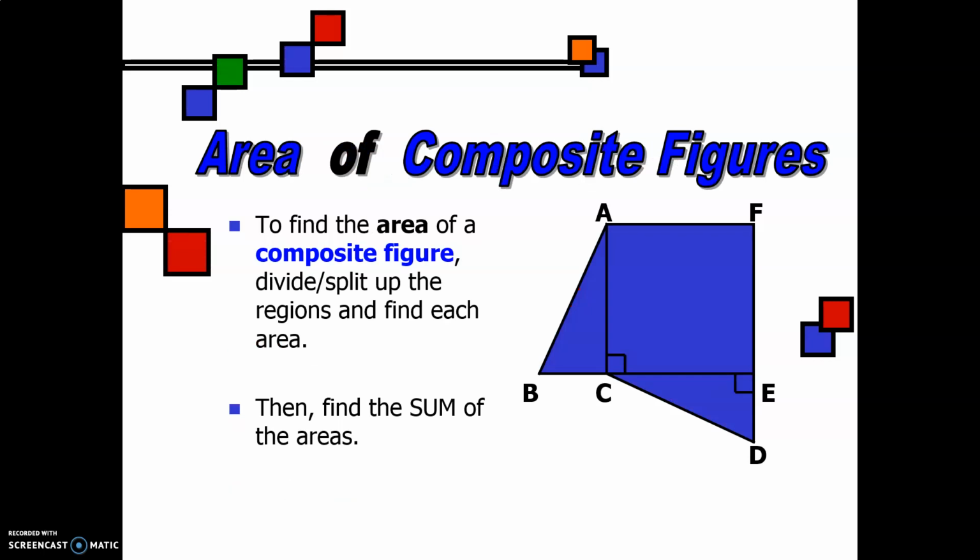Alright, so now to find the area of a composite figure, the key is to divide and/or split it up into different regions and find the area of each region. Then what we're going to do is add all of these areas up together. We're going to find the sum of the areas. So we're going to give that a shot on the first example here.